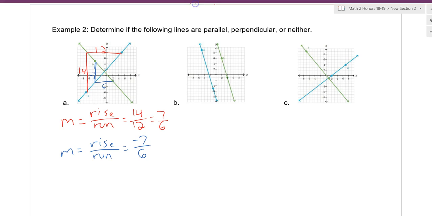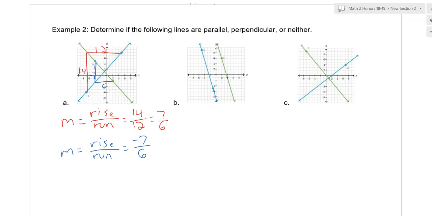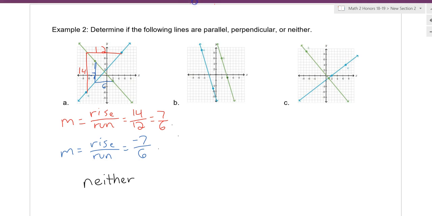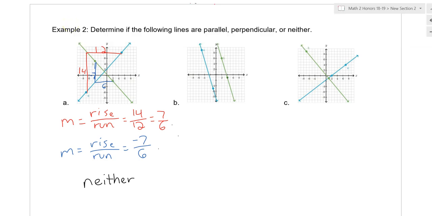So now I'm going to decide if these are parallel, perpendicular, or neither. They're not parallel. These are not exactly the same. One's positive, one's negative. And then for perpendicular, they have to be opposite reciprocals. They are opposite. One's positive, one's negative. But they are not reciprocals, right? It did not flip. So we would say these are neither. We'll skip B. If you want to do it, it's parallel. But I think that one's a little more obvious, and I want to do C.